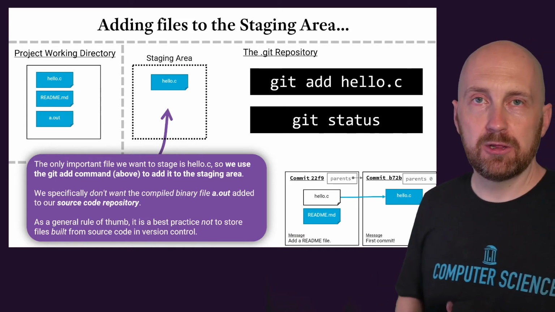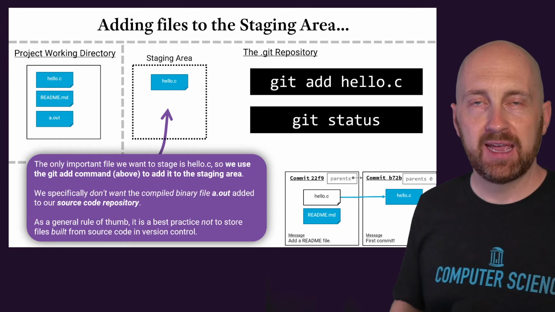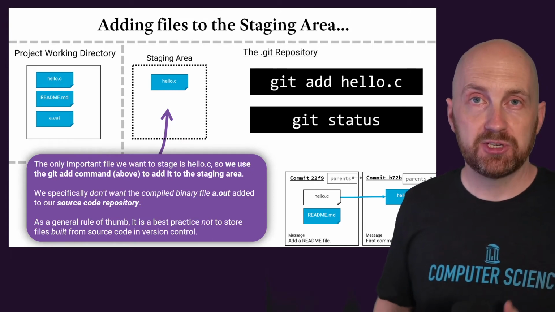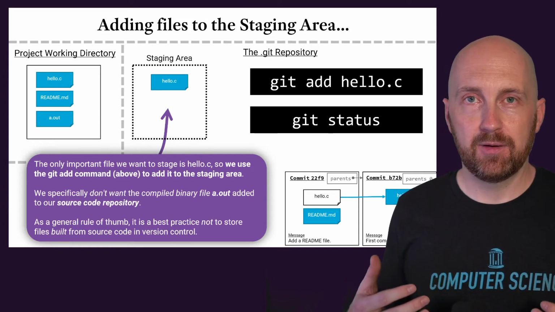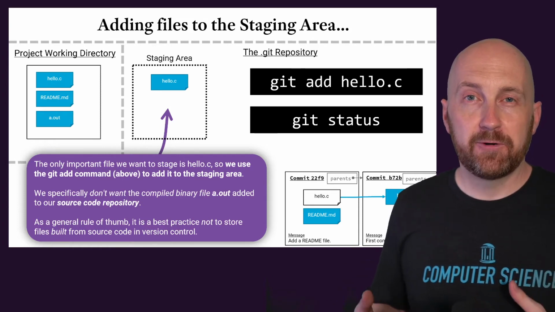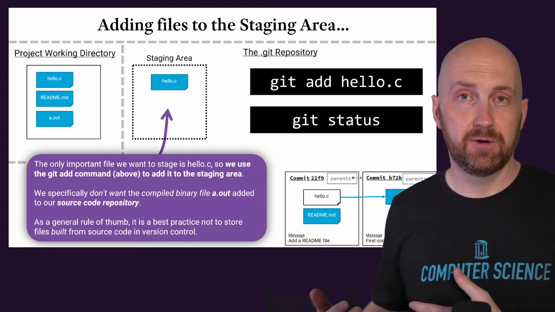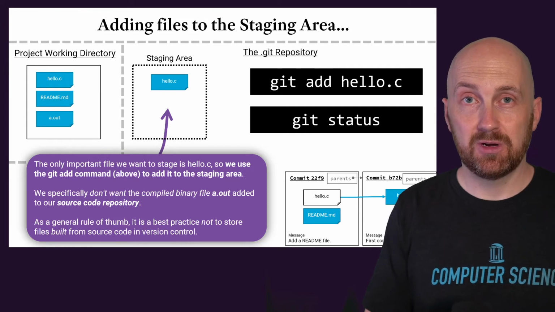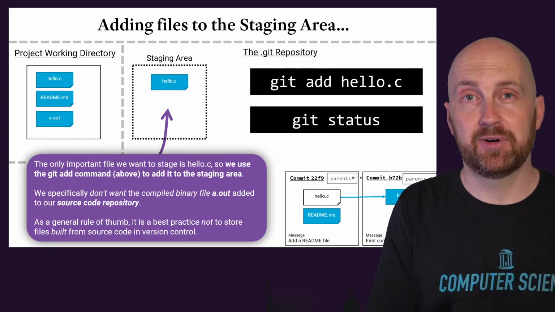We're not going to include a.out in our staging area or in our commits. And this is generally a common and encouraged strategy in source code control or version control software. For files that get built, so the programs that we generate from our source code, we tend not to include those in our repositories that contain the histories of our projects.